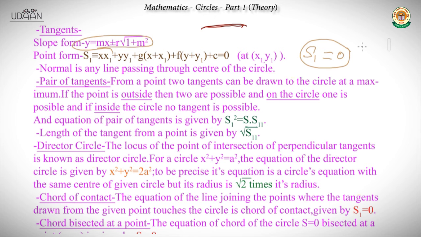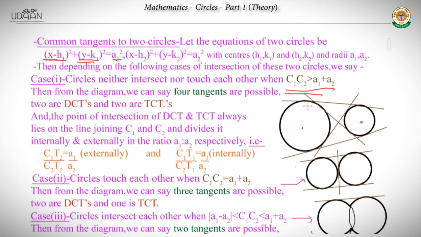Now depending on the cases of their intersections, we can say the number of tangents which can be drawn. Let us take case 1, where c1 c2 is greater than a1 plus a2, which means they do not intersect at all. Then 4 tangents can be drawn. This is 1, this is 2, this is 3, and this is 4. These 2 tangents are known as the direct common tangents, and those between the 2 centers are known as the transverse common tangents.